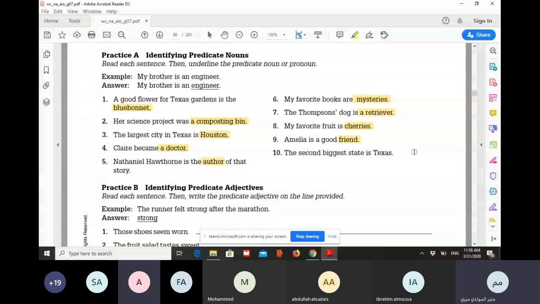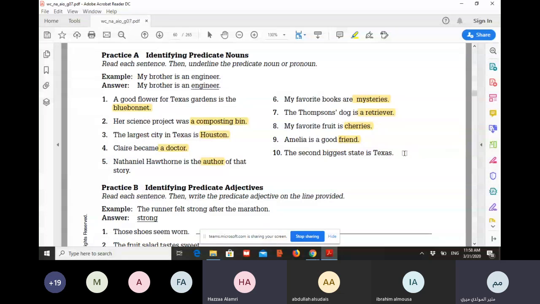Teacher, can I do it? Azal Amri, can you do number 10, please? Number 10. Yep. The second biggest state is Texas.